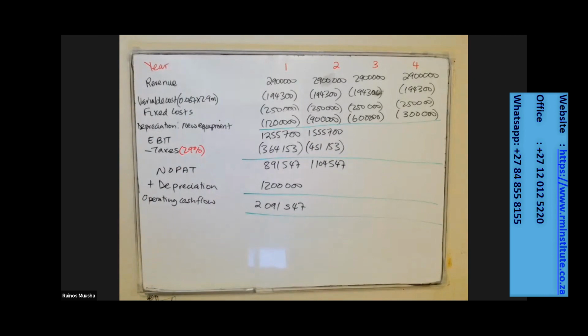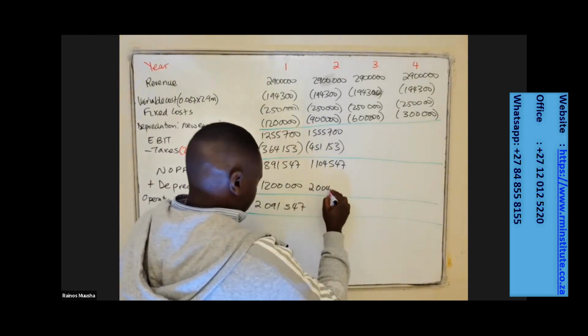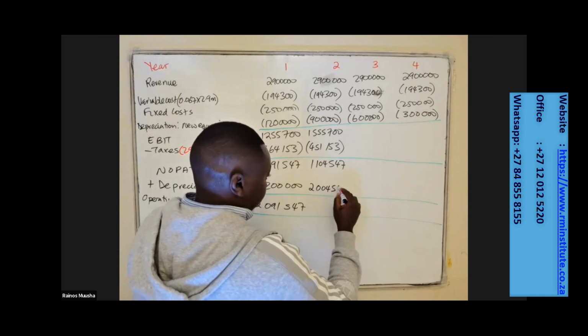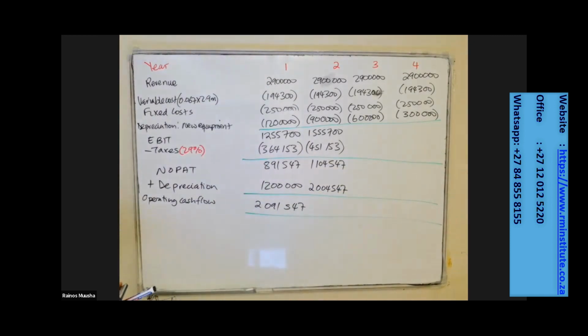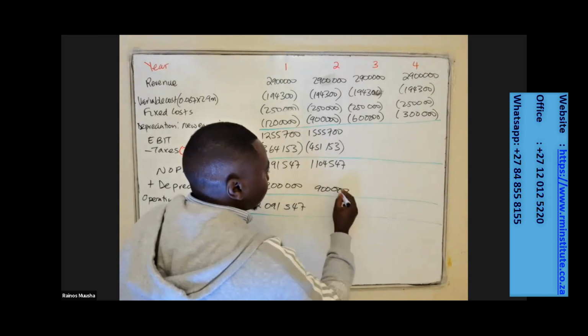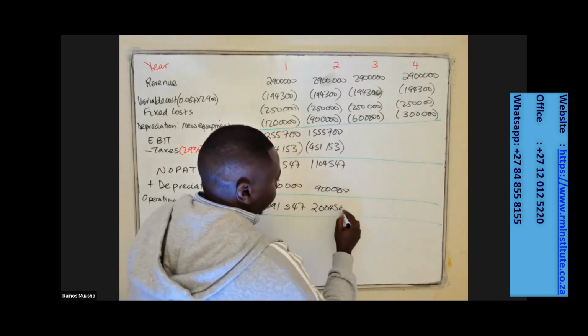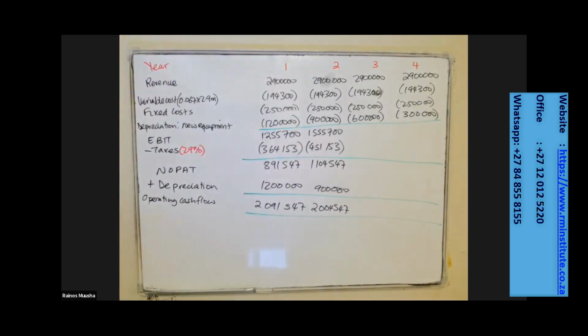Then if you add back depreciation of 900,000, this should give you 2,004,547. Are we on the same page then? All right. So we can move on to year 3 as well.